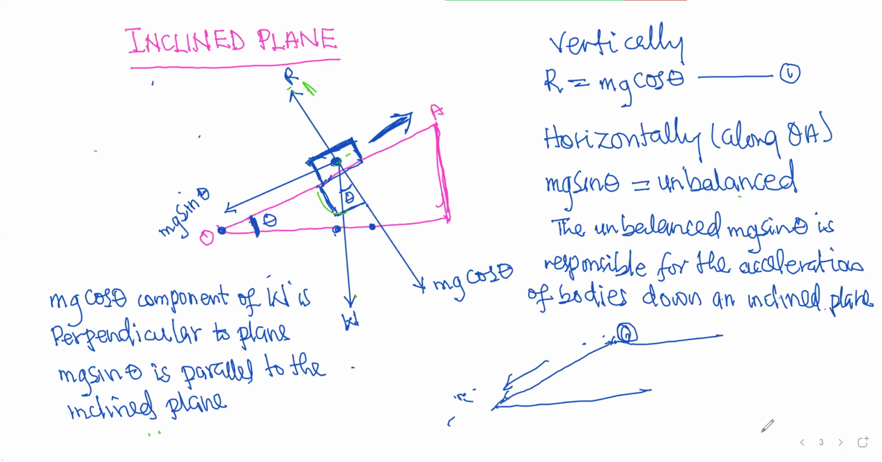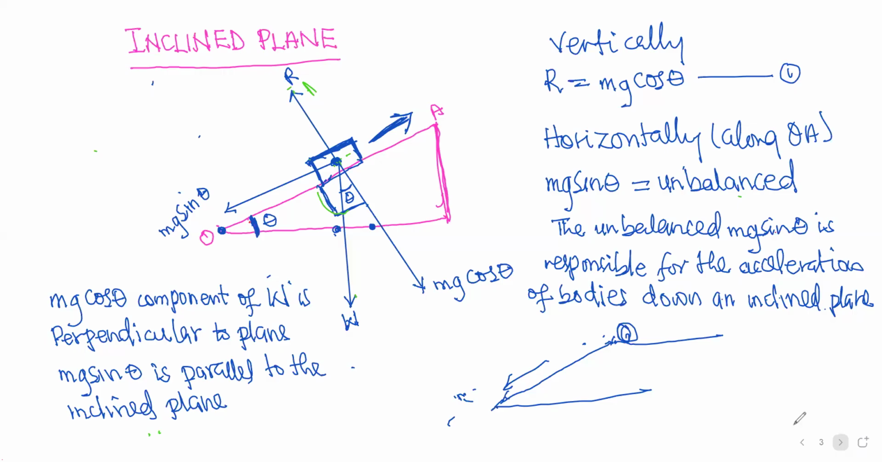So when you are asked what force is responsible for accelerating bodies down an inclined plane, what will be your answer? Class, how would you answer this? Unbalanced force. The unbalanced force, which specifically is the mg sine theta. Exactly. Mg sine theta.